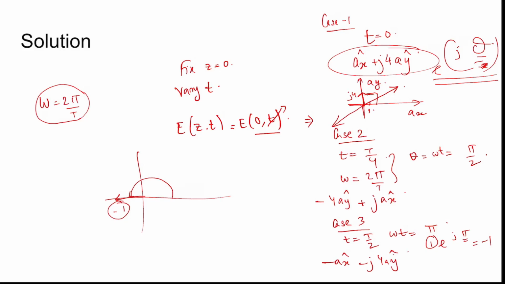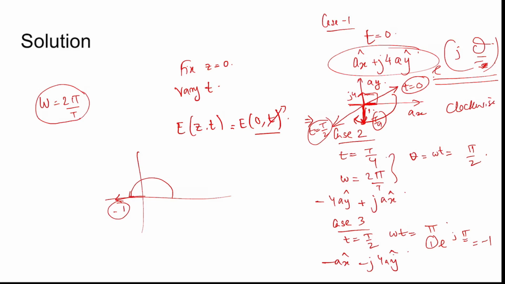In between, at T by 4, it was plus j ax hat, but y became negative, so it was here. So at t equal to 0 it was here, at t equal to T by 2 it is here, and in between at T by 4 y became negative. So this is the sense, so it is rotating in the clockwise sense.